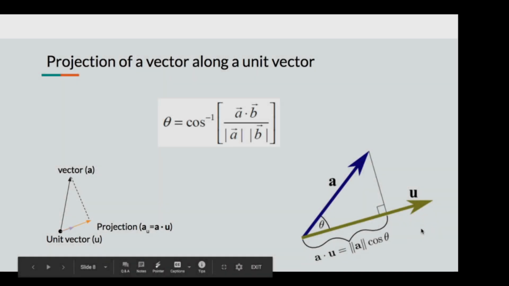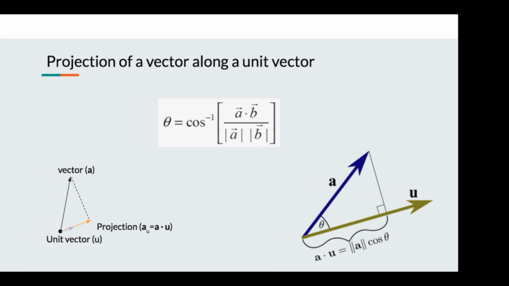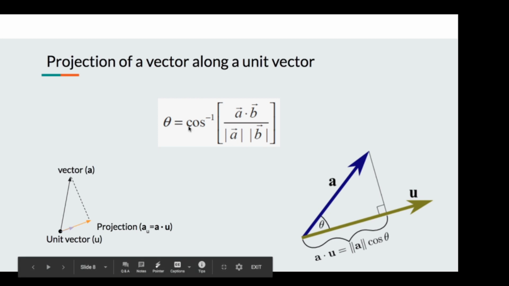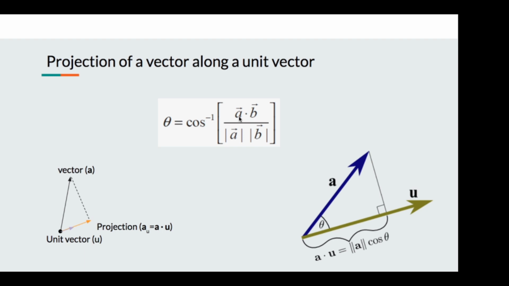Next, I want to find the angle between any given two vectors. I will be using this formula. Theta between two vectors is arc cosine of A dot B, the dot multiplication, over the length of A times the length of B.